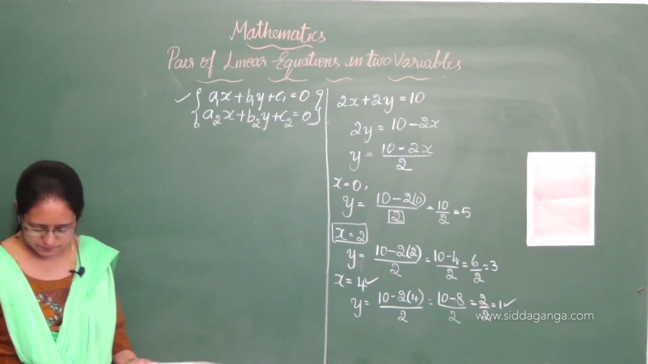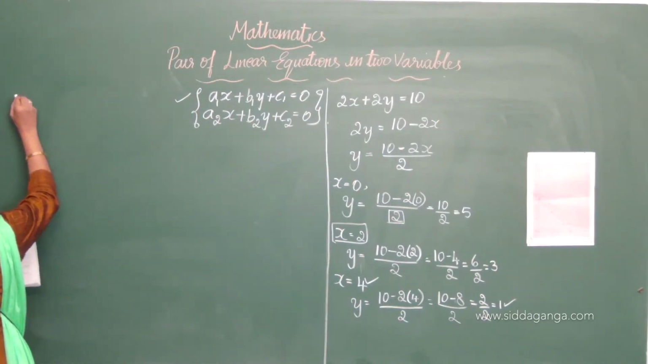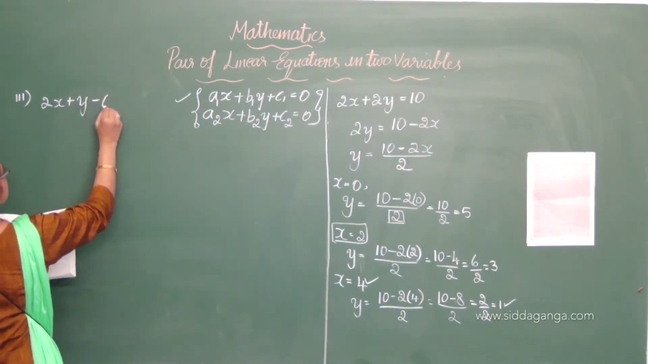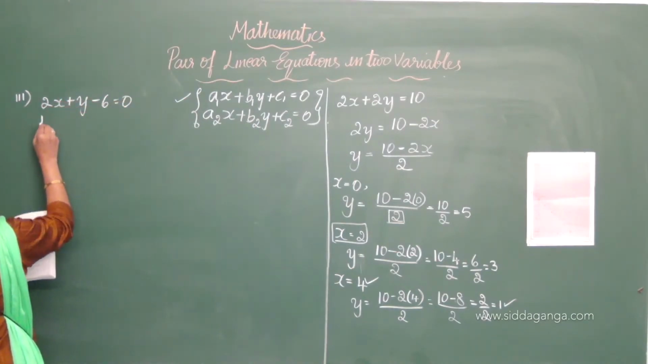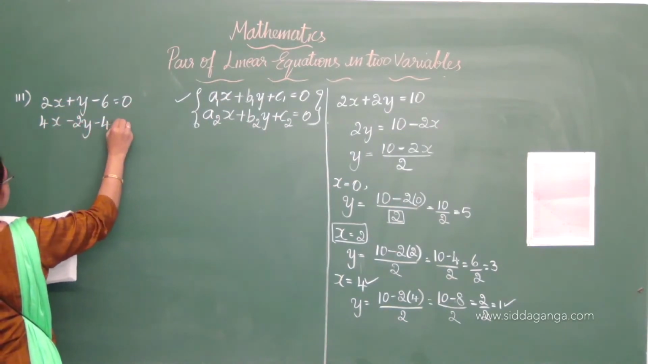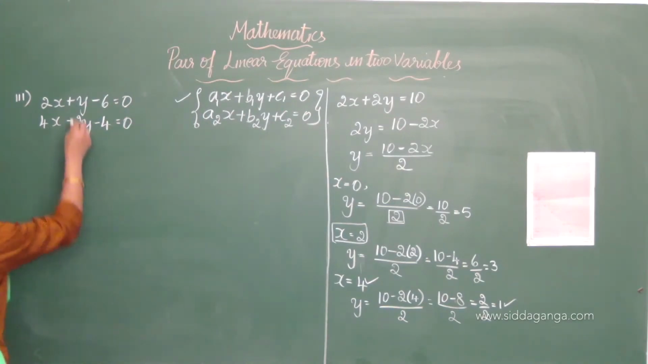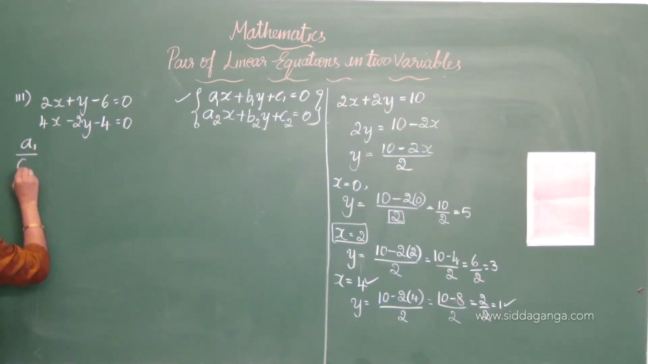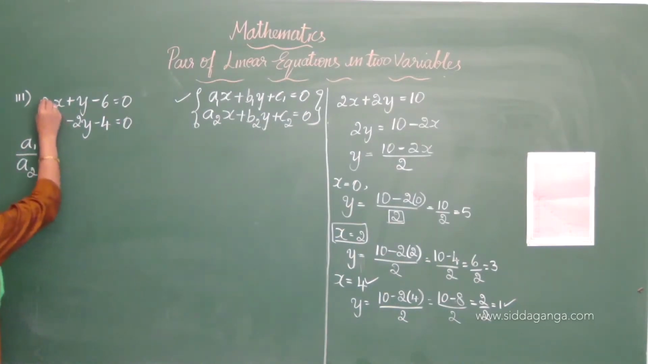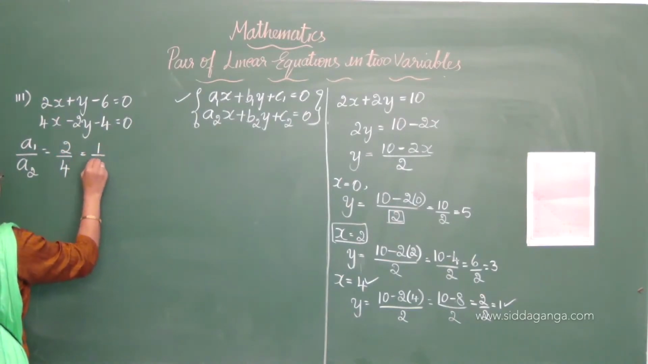Now third one, let us see. 2x plus y minus 6 is equal to 0 and 4x minus 2y minus 4 is equal to 0. Now, see here, a1 by a2, you just compare the ratios again. That is a1 by a2, here 2 by 4, 2 by 4 is 1 by 2.